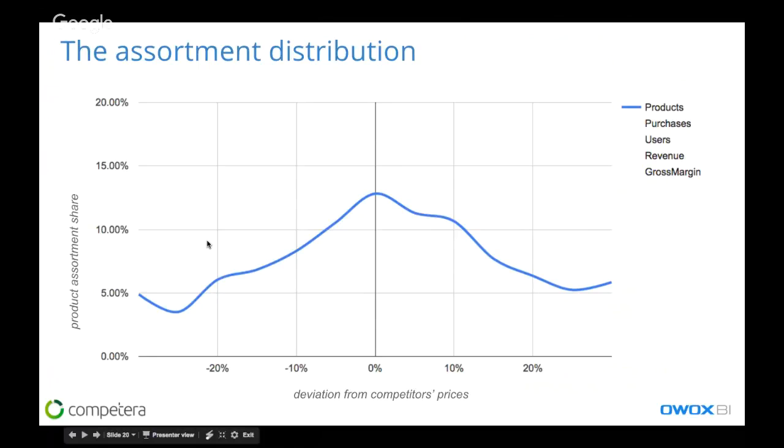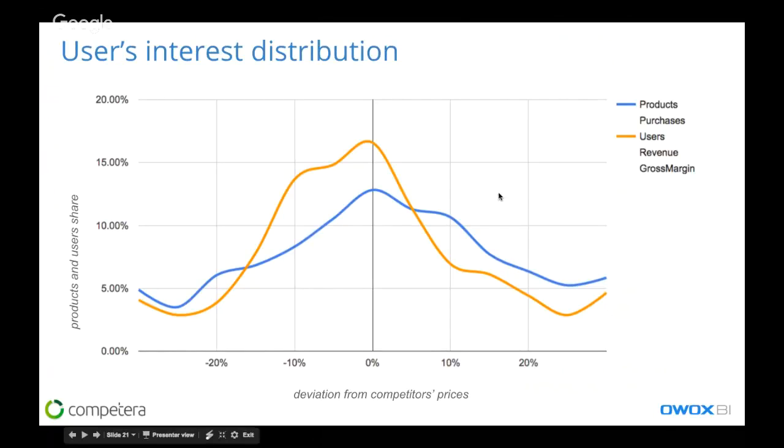Let's compare it with the users' interest. We can see on this chart that products that have a lower price than the market are of more interest to our audience. The users who visit our website spend more time clicking and comparing those products and visiting the product pages.